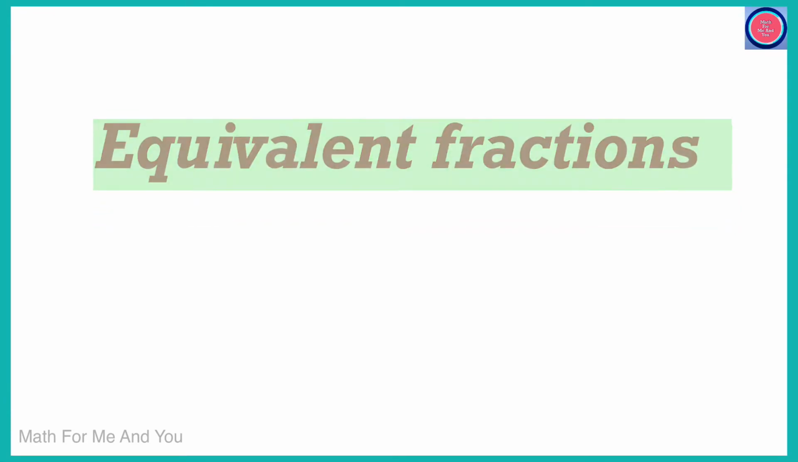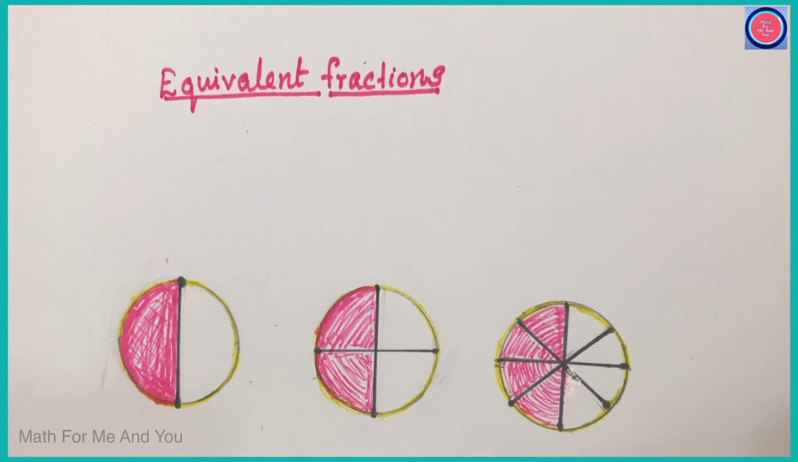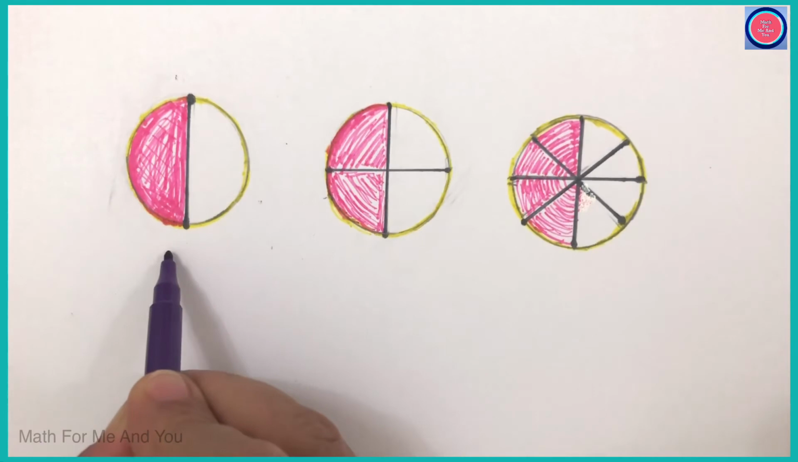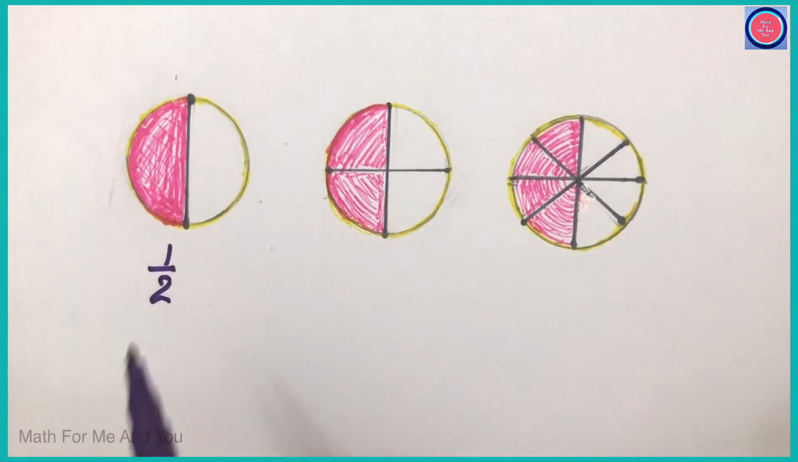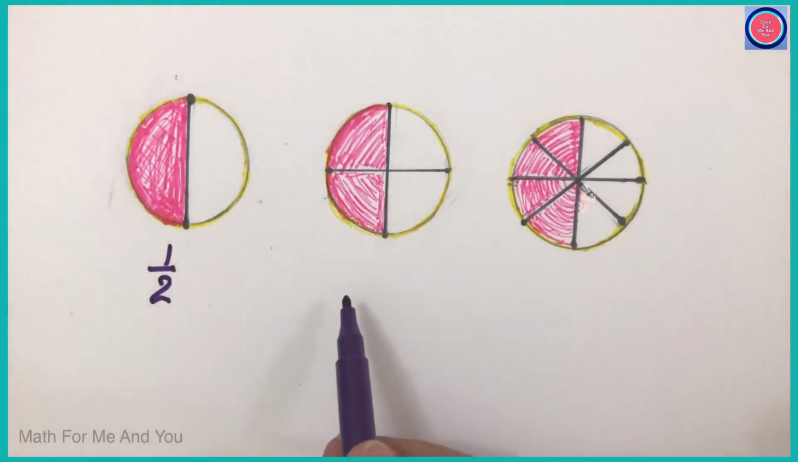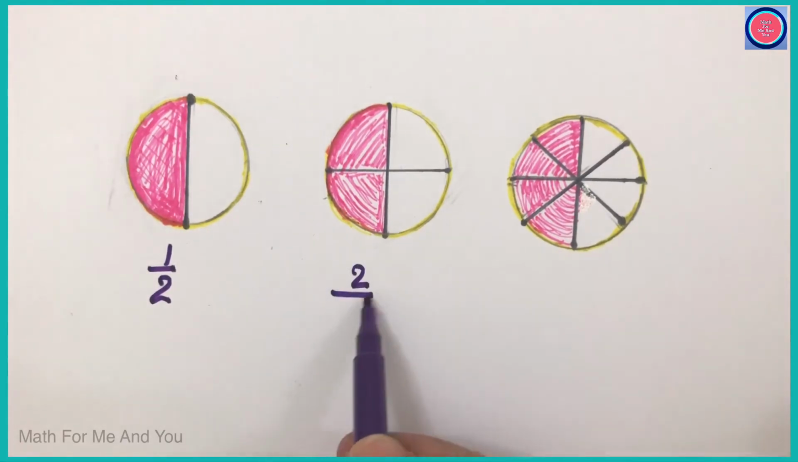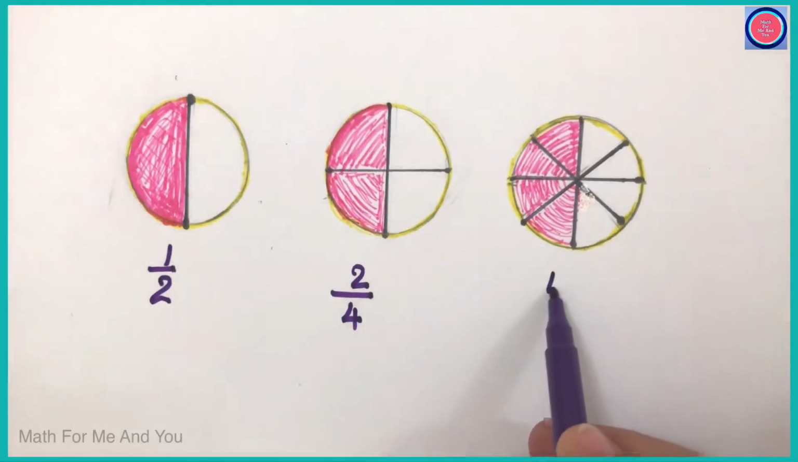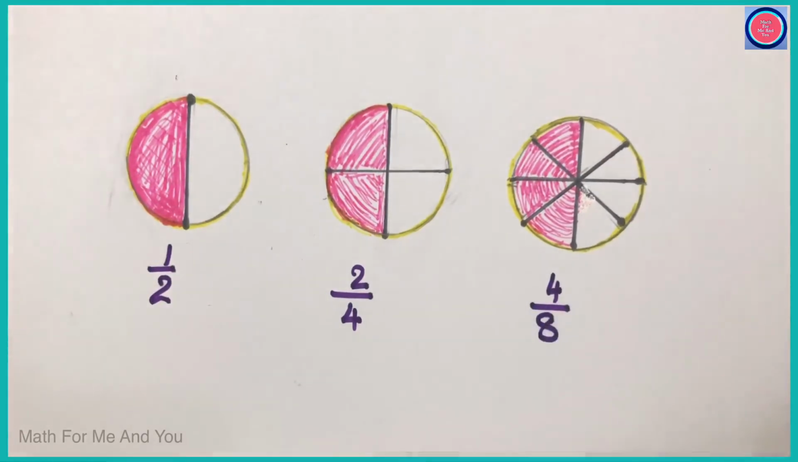What are equivalent fractions? Here you can see 3 pictures, and look at the first one. It's a circle divided into 2 equal parts. One of the parts is colored. So what's the fraction related to that? We know it is 1 over 2 because one of the parts is colored, total 2 parts. Look at the second picture. What is the fraction? Fraction is 2 over 4. And the third one, total there are 8 parts, and out of that 4 are colored. So the fraction is 4 over 8. So we get 3 different fractions, 1 over 2, 2 over 4 and 4 over 8.